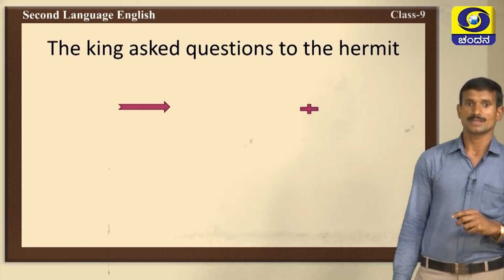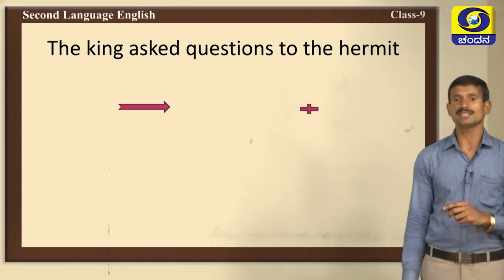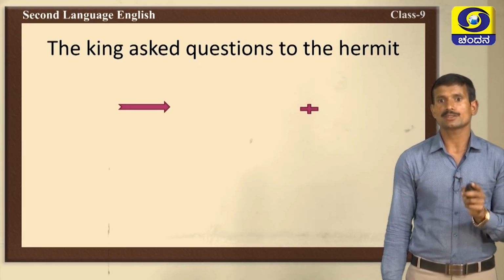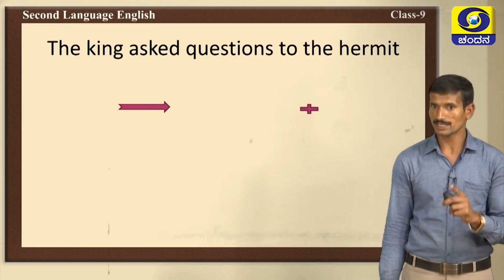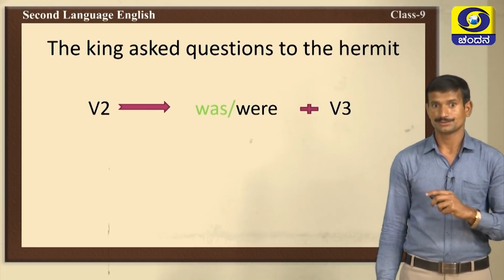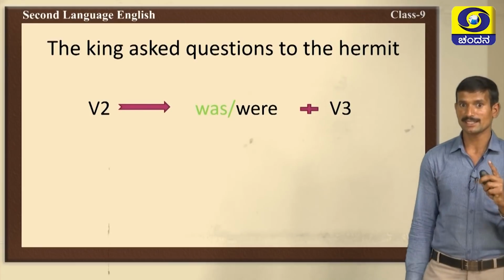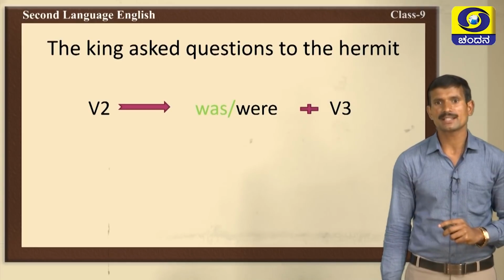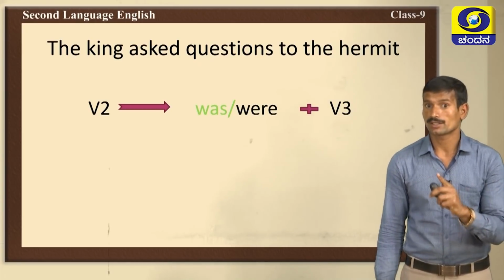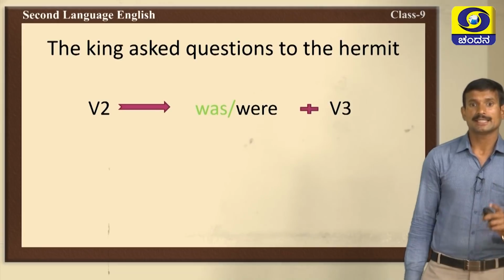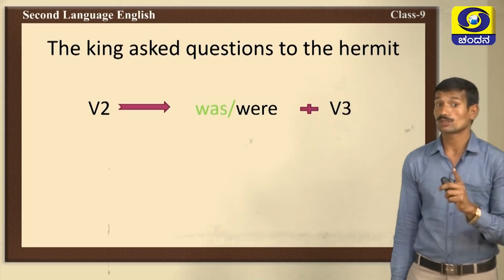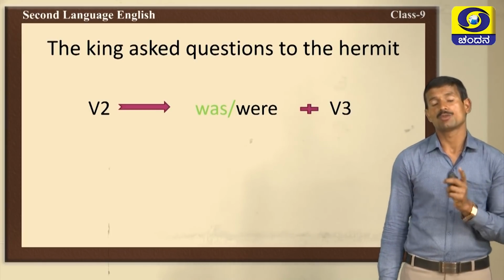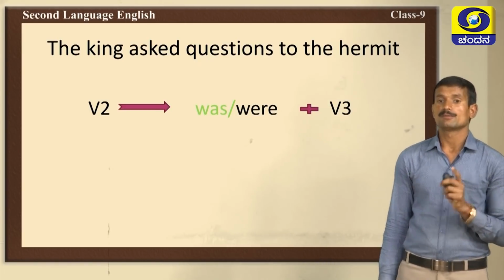Now, the king asked questions to the hermit. This question is related to the lesson. The king asked questions to the hermit. Here the subject is the king. Very good. The king is subject. Asked is a verb. Next, object questions. The king asked questions to the hermit. Follow this formula. Verb 2 changes into was or were plus verb 3.